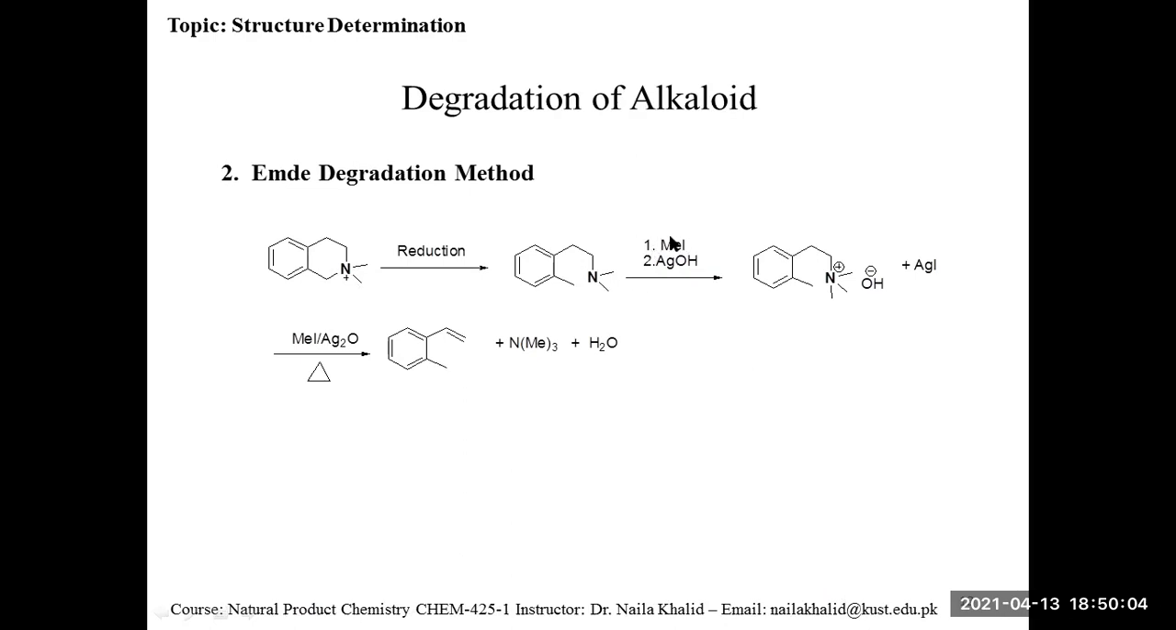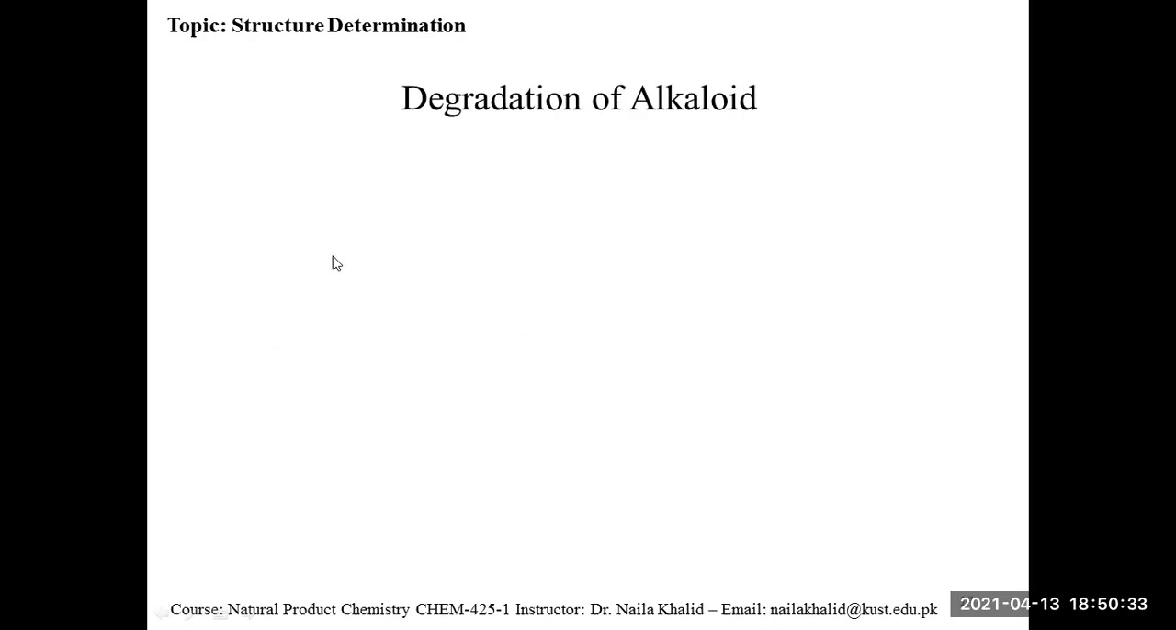Then with excess of methyl iodide and silver hydroxide, quaternary ammonium hydroxide is formed, which is further degraded into the carbon skeleton with the elimination of this one. So this is what the MD modification is. This step is the unique step for the MD modification. That is why it leads to identifiable product fragments of the isoquinoline.